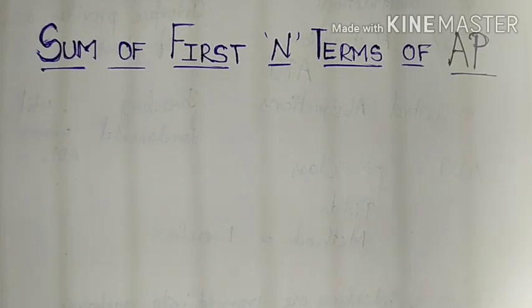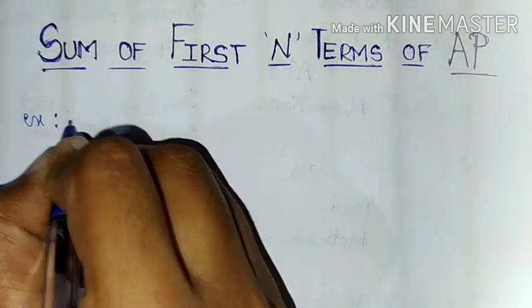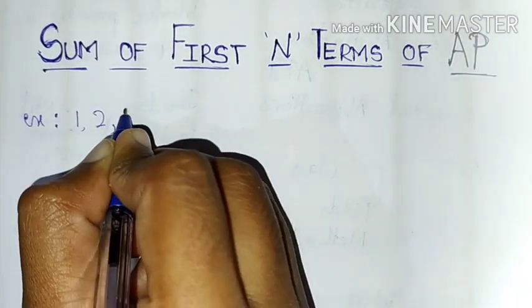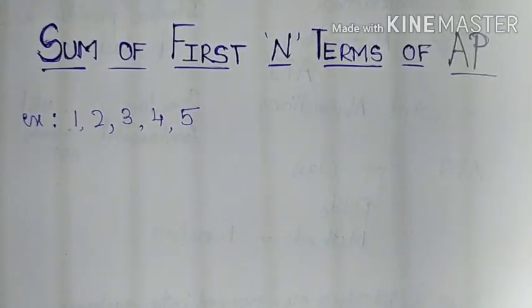In today's lesson, we'll be learning about the sum of first n terms of an arithmetic progression. To understand what this means, first let us consider an AP: 1, 2, 3, 4, 5. In our AP there are 5 terms. So now let us add these terms.